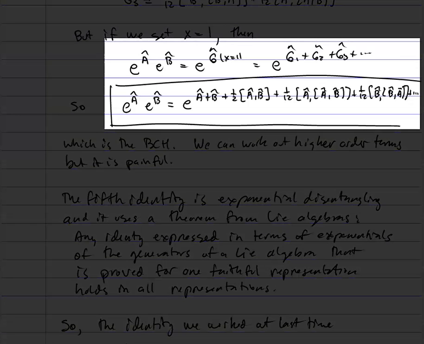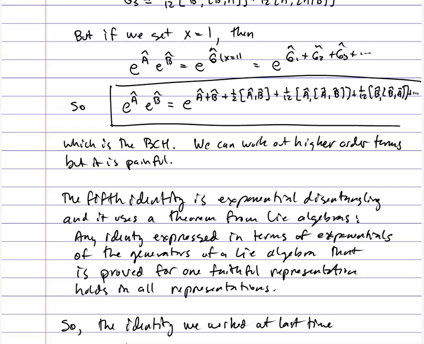It's e to the a plus b, that's g1, plus 1/2 commutator of a with b, that's g2, plus 1/12 nested commutator of a with commutator of a with b, plus 1/12 nested commutator of b with commutator of b with a, and so forth. And that is the BCH identity. And you can see that in principle, we have an algorithm to calculate all higher order terms, but you can also see it gets very, very painful in order to do that.